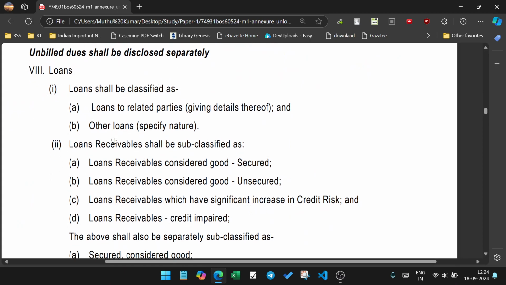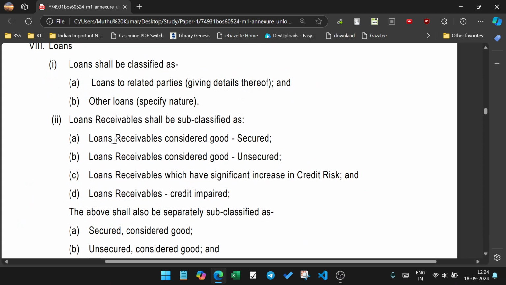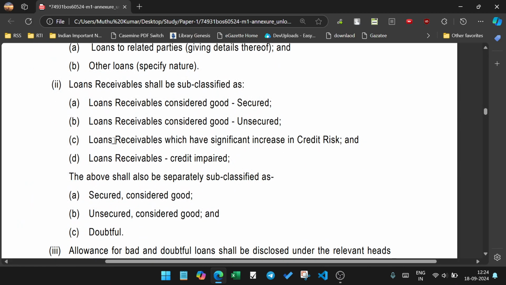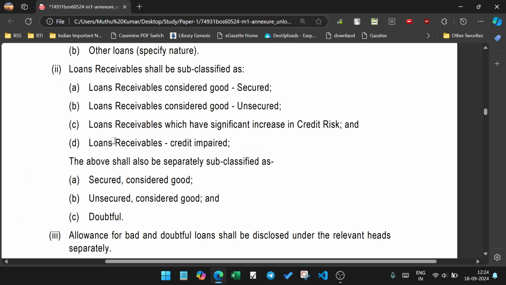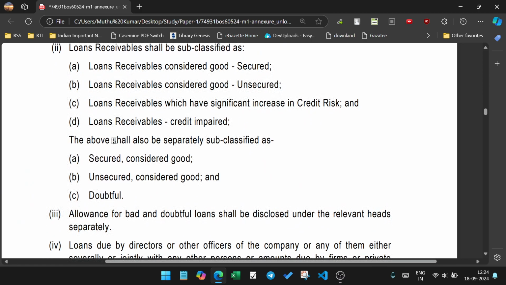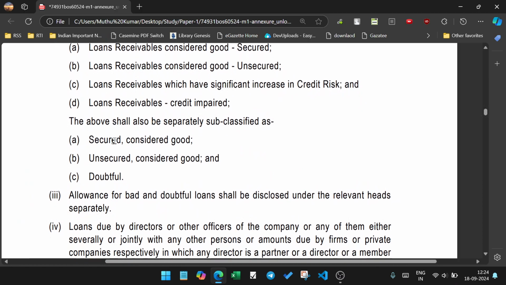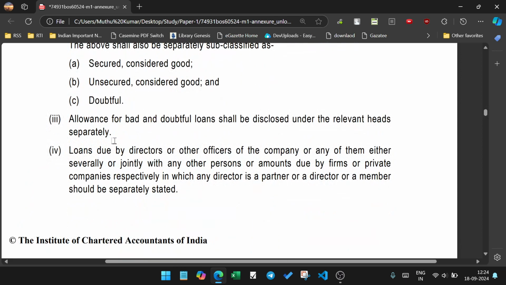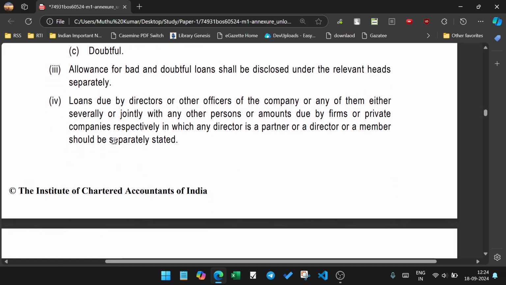Loans. Loans can be classified as loans to related parties, giving the details thereof, and other loans. Loan receivable shall be subclassified into loan receivable considered good secured, loan receivable considered good unsecured, loan receivable which has significant increase in credit risk, and loan receivable credit impaired. The above shall also be separately subclassified as secured considered good, unsecured considered good, and doubtful. The allowance for bad and doubtful loans shall be disclosed under the relevant heads separately.